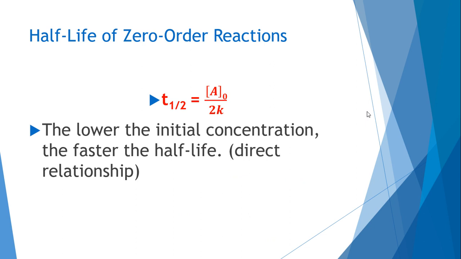The last one is the half-life of a zero order reaction. The equation for this one as follows, if we substitute everything in, is T of 1/2, which is your half-life, equals your initial concentration divided by 2 times your rate constant. Here, one thing to note is that the lower the initial concentration, the actual faster the half-life. So here you have a low concentration. So if you're faster, you're going to have a low time. So lower, this is a direct relationship.